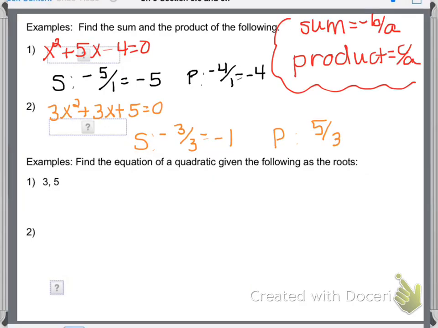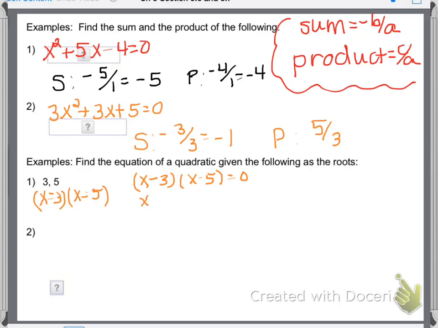So the same thing here. 3 and 5 are my roots, my solutions. X equals 3, x equals 5. So we can set each of those equal to 0. So x minus 3 equals 0, x minus 5 equals 0.